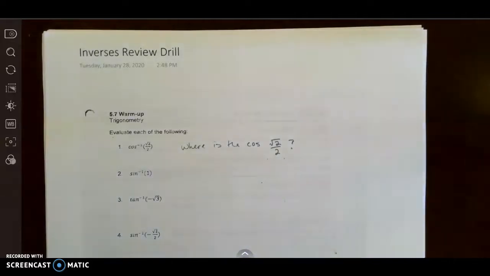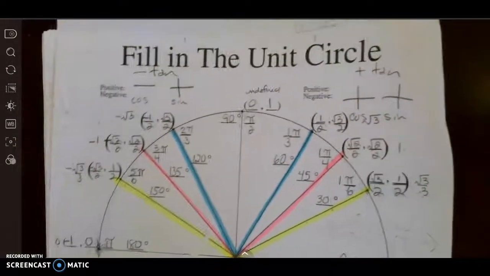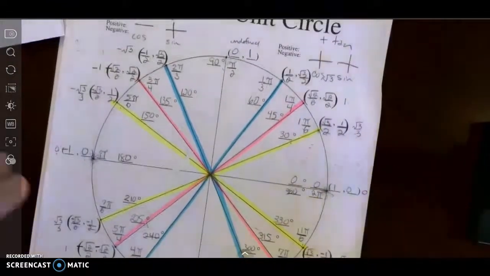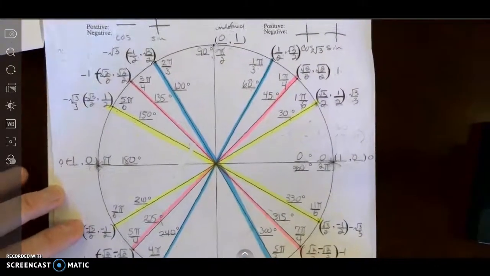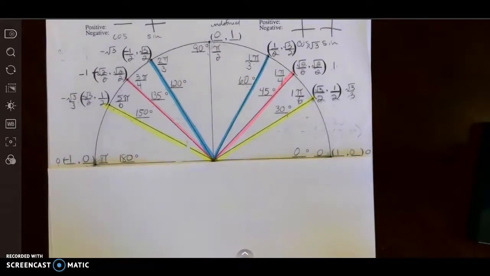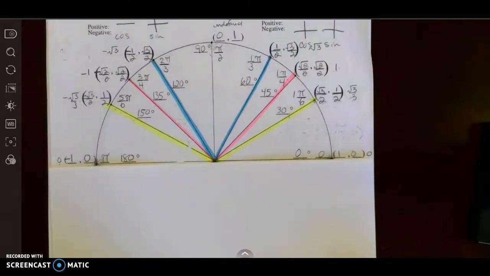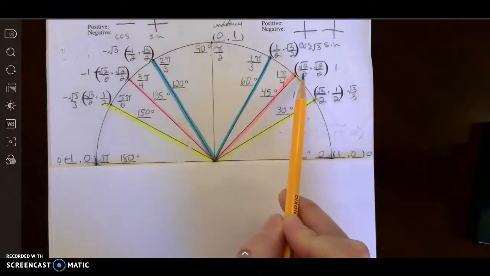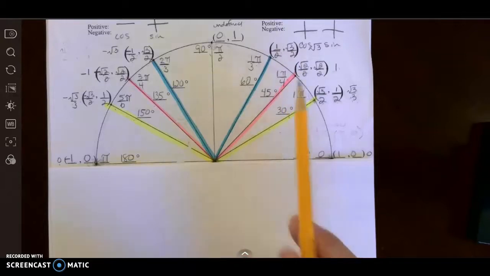So I go to my unit circle, and I have to remember that for inverses, I have a limited domain. I'm not looking at the entire unit circle. So here's my unit circle. And for inverses with cosine, I'm only looking at the top half of the unit circle. And I want to know where the cosine is the square root of 2 over 2. Cosine is my x-coordinate, so I look at my x-coordinates, and right there is the square root of 2 over 2, and that happens at pi over 4.